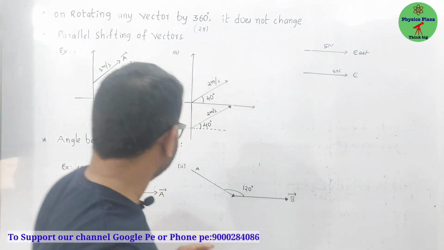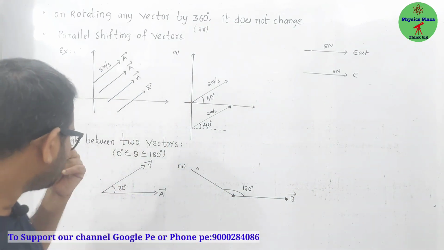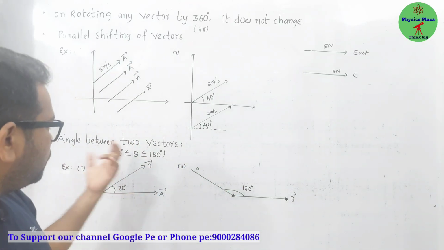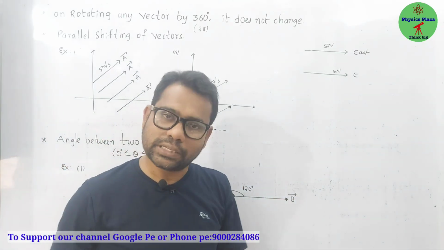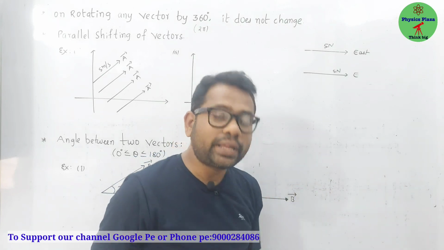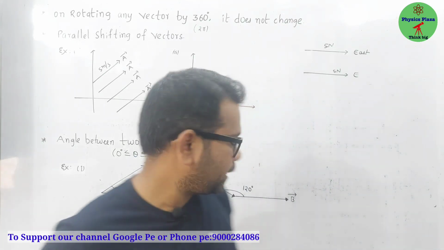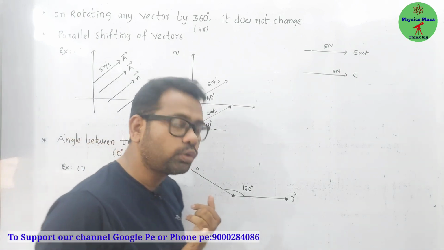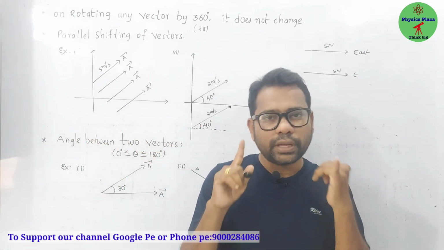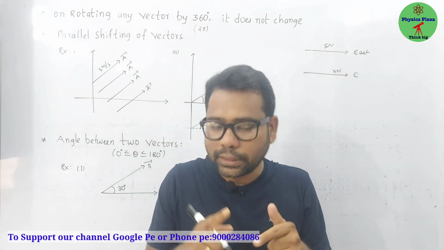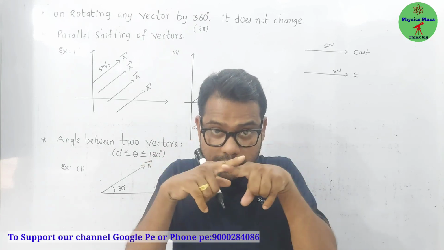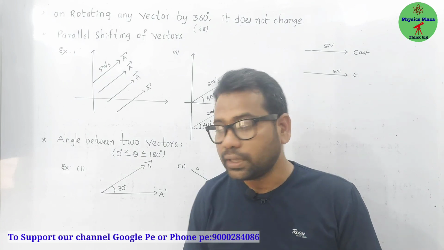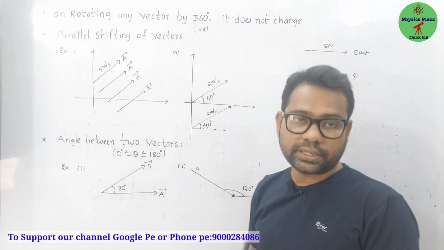Okay, fine. Third one, very important. As I told you, mostly the direction concept is mixed with the angle between two vectors, and questions can be asked. We will do 2 more numericals so that you get more clarity. So, angle between the two vectors. Children, there are 2 conditions. Whenever we are taking the angle, make sure that first, the two tails should be in contact, and second, the angle should not exceed 180 degrees.